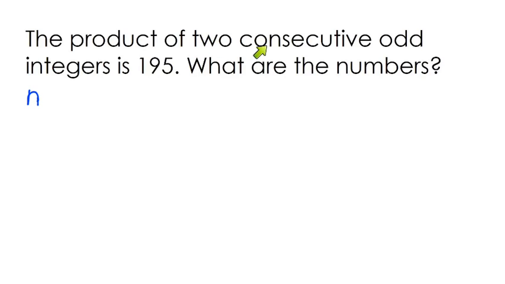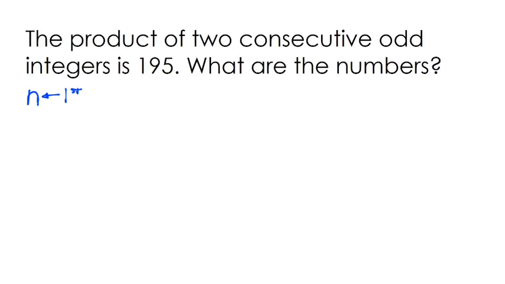But it says two consecutive odd integers. So what you have to think about is what's the relationship between a number and the next odd number? For example, if this number was 5, the next odd number would be 7. If this number was 13, the next odd number would be 15, so on and so forth. So I could represent one number with n.